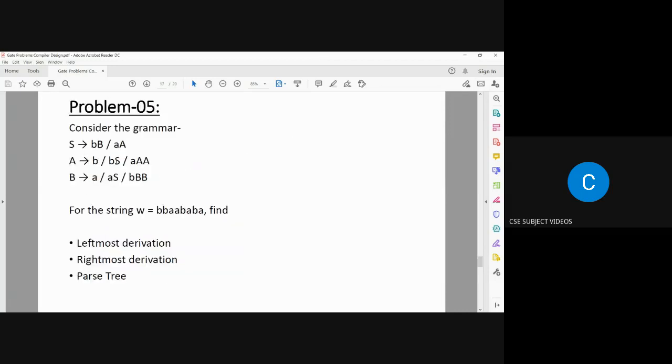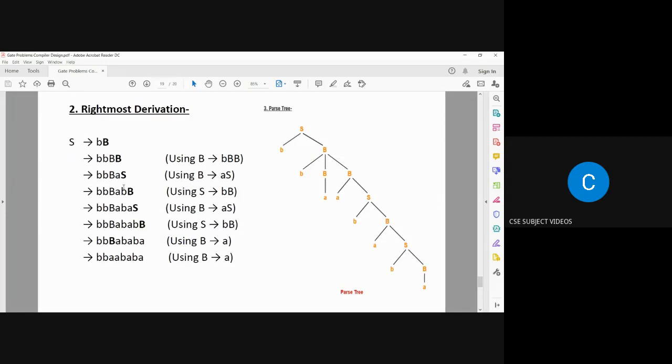According to our third production, B is replaced by AS. Listen, B is replaced by AS. The remaining terminals and non-terminals we keep as they are. So instead of this B, we are replacing AS according to our third production.